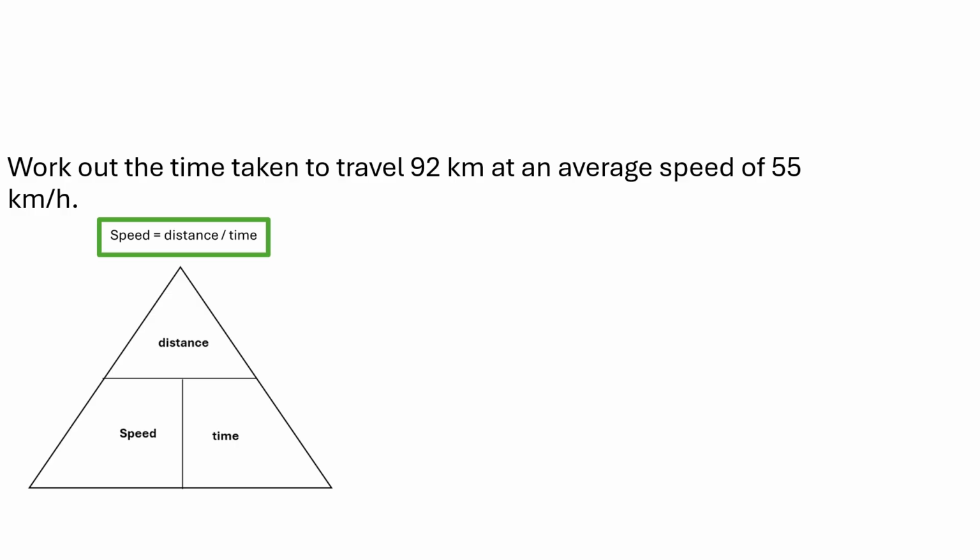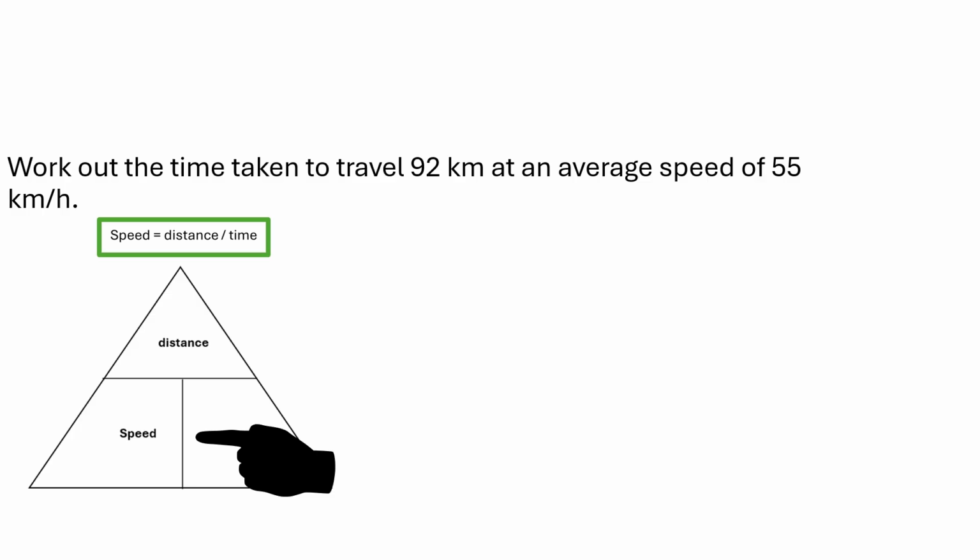Question 2. Work out the time taken to travel 92 kilometers at an average speed of 55 kilometers per hour. Speed equals distance divided by time. The formula triangle shows us how to answer this question. Time is what we are looking for. By covering time with your finger, we are left with distance and speed.